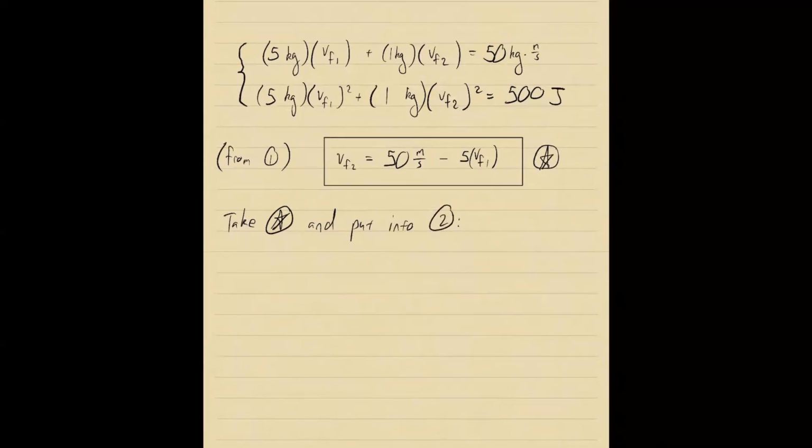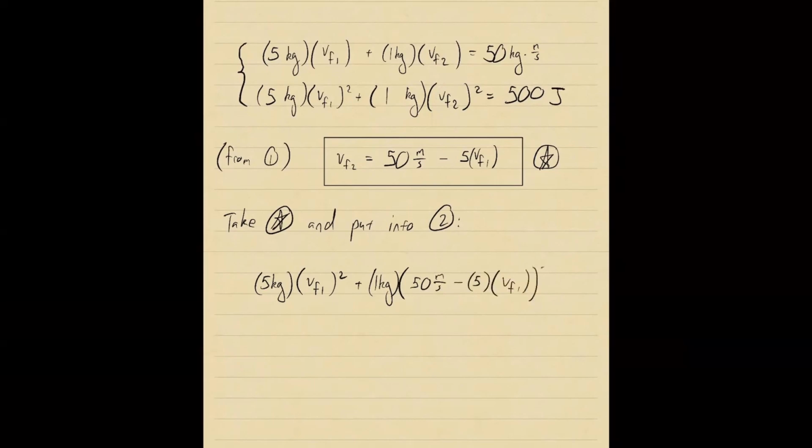So when we do that, we get 5 kilograms times the final velocity squared for our first ball. Right, that's plus 1 kilogram times the final velocity of our second ball squared. But the final velocity of our second ball is just this stuff. So that's 50 meters per second minus 5 times the final velocity of our first ball squared. And that's all equal to 500 joules.